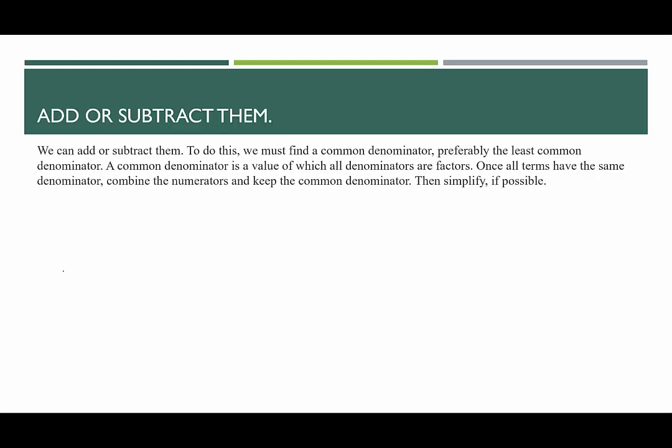Okay, once we've added, or subtracted, sorry, then we're going to simplify if possible. Okay, so we're being told to combine, then simplify if possible. So we see that simplify again. That means no common prime or composite factors.